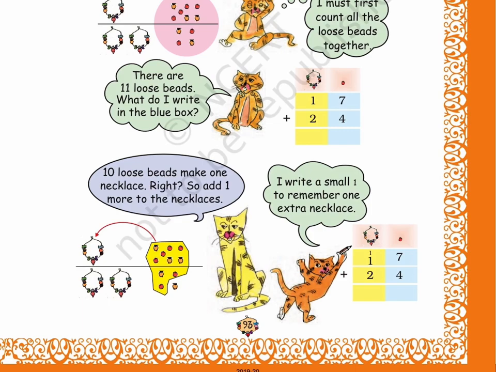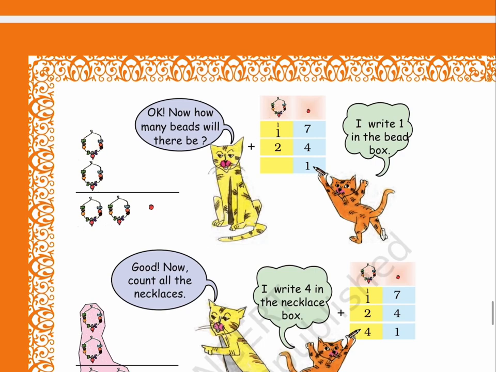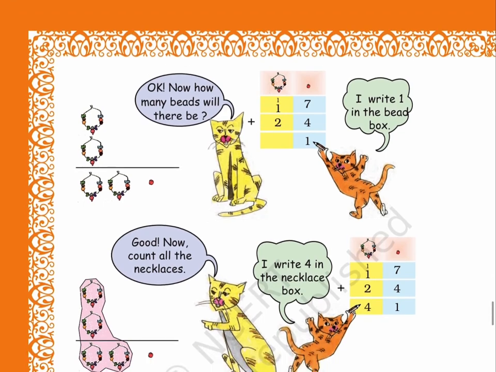Page 94. This page has 3 pictures and the conversation of 2 cats continues. Let's begin reading this page. Picture 1 shows Cat 2 sitting between the beads and table and is saying, okay, now how many beads will there be? Cat 1 is standing near table and is holding a pencil in her right hand. Cat 1 is responding, I write 1 in the bead box.